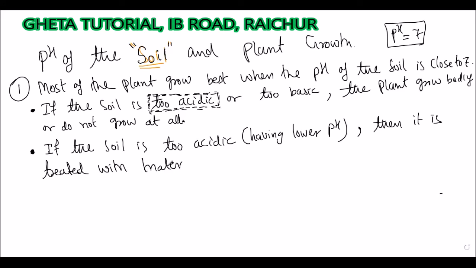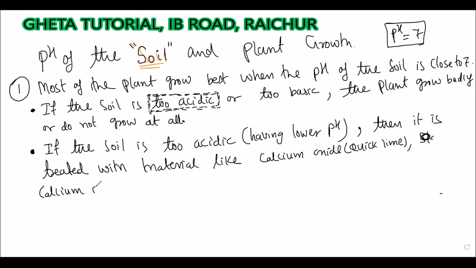It is treated with material like calcium oxide. It is also called quicklime. Or we can write calcium hydroxide. What is the other name of calcium hydroxide? Calcium hydroxide is also called slaked lime.